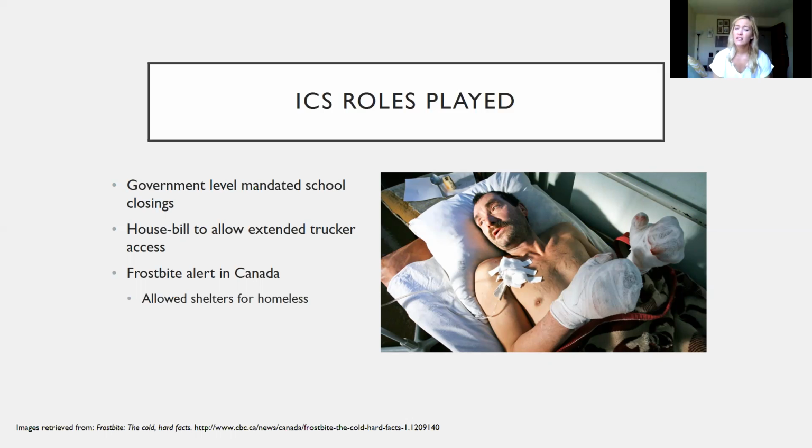Lastly, something that we saw that was really great in Canada was a frostbite alert, and it also enacted shelters. Shelters popped up for homeless people. This is a picture of a man receiving frostbite care. But this was a really cool thing. So part of ICS is establishing emergency centers that respond to the event for people that may have been affected. And we really saw this in Canada. They opened these shelters, and for anybody that had possibly been outside, not just homeless people, but if you were affected by this in any way, they set up these shelters and really responded to the event in a positive way.